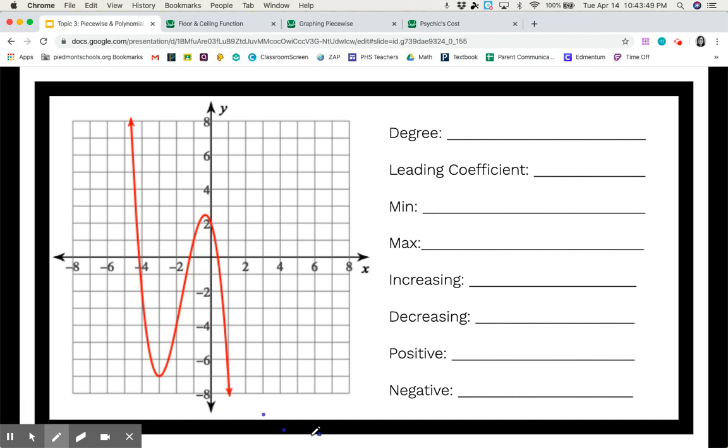Okay, so for this function, the first thing we want to discuss is degree. And so what is the degree of the function? Is it even or is it odd? Remember, even degree, the endpoints are pointing either both going up or both going down. And in odd degree functions, they're going in opposite directions. So one goes up while the other goes down. These are pointing in opposite directions, so my degree is odd.